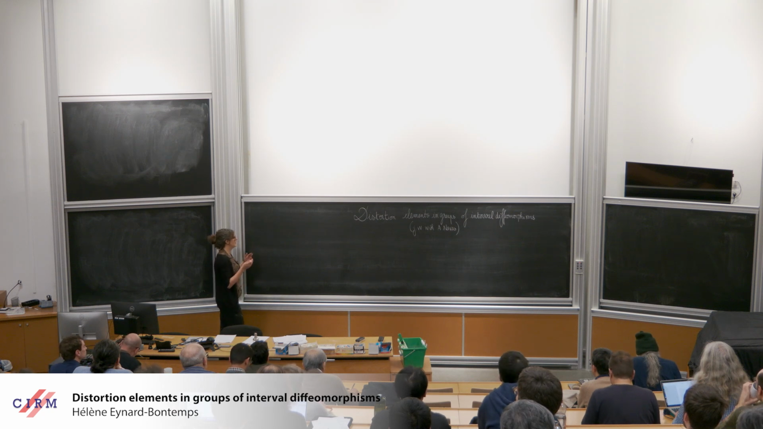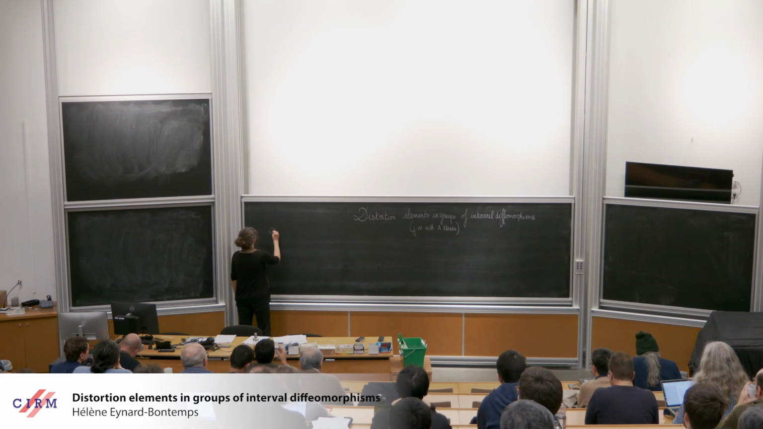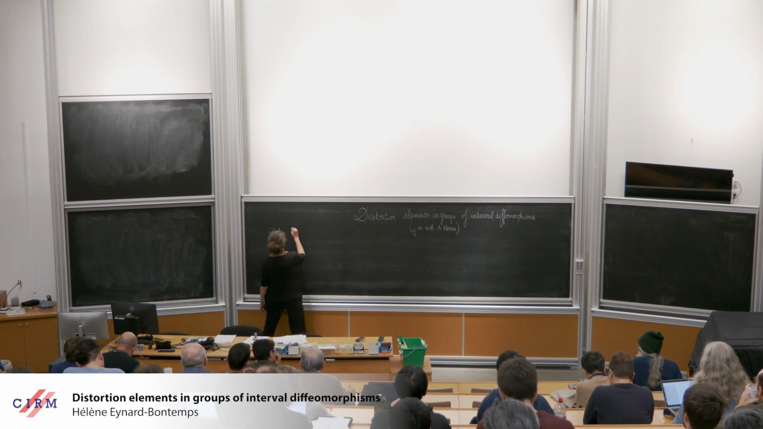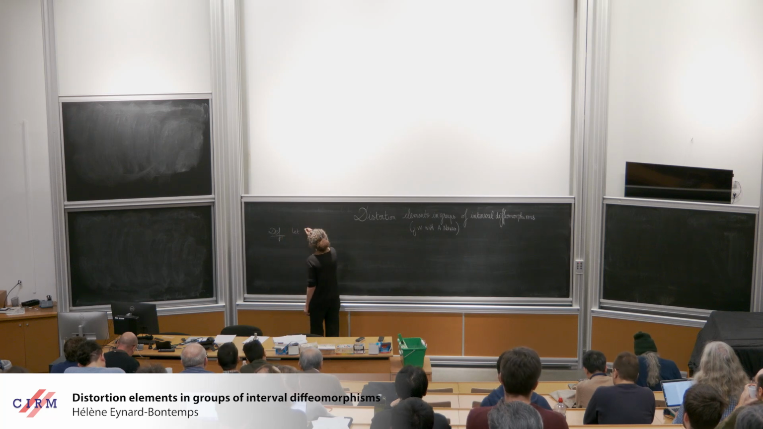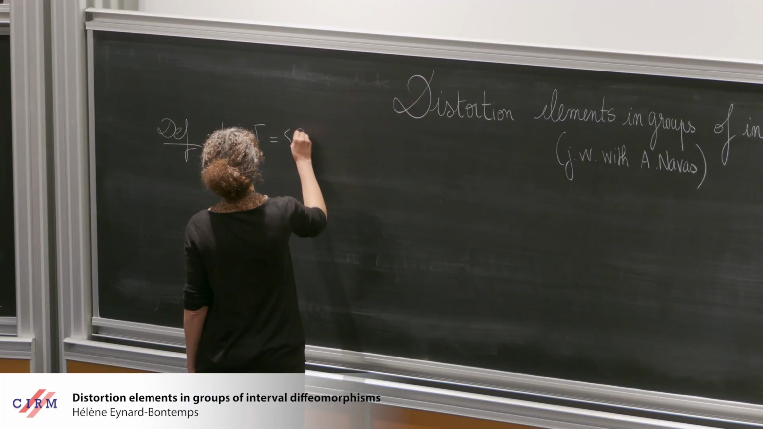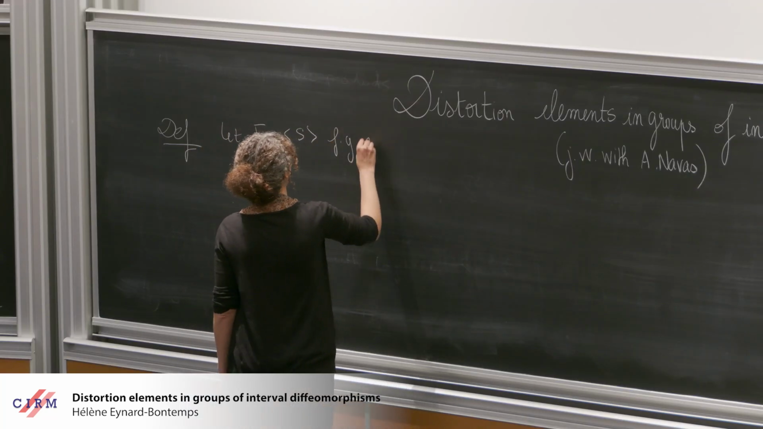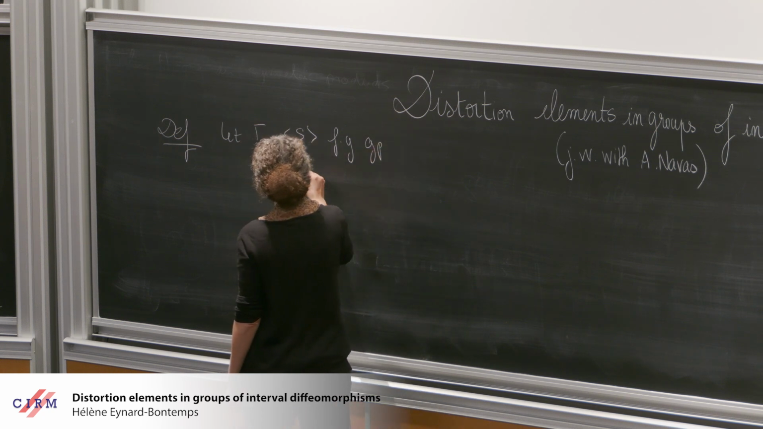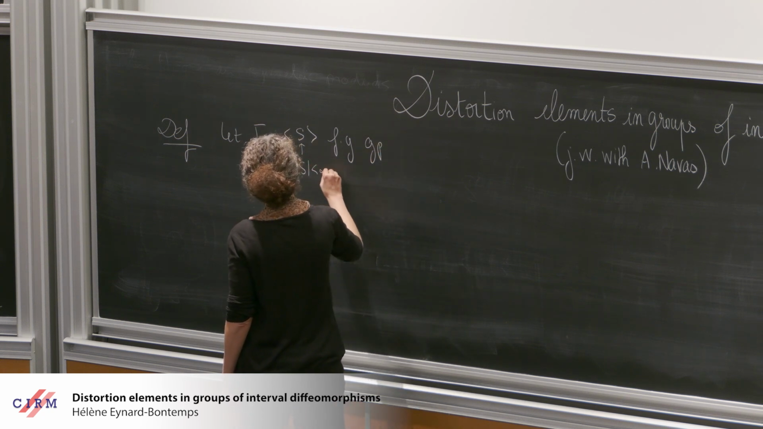But still, I'm going to start with this very, very general notion of distortion elements in groups. So this can be defined. First, I need a definition in finitely generated groups. So let Gamma be a finitely generated group, and S is a finite generating set.